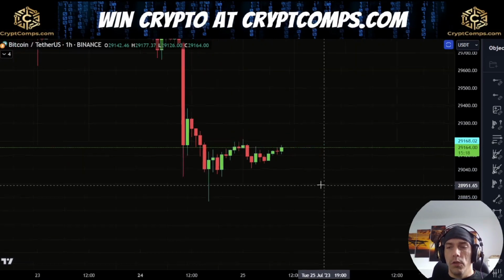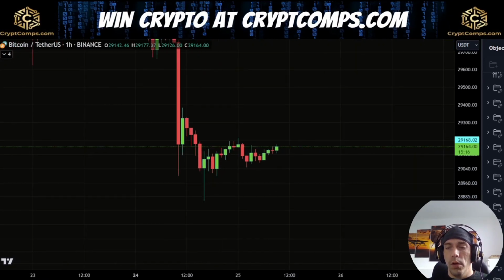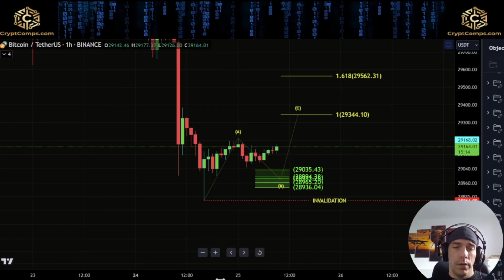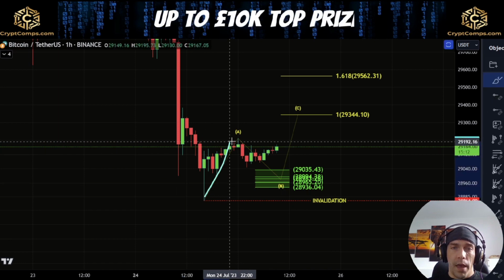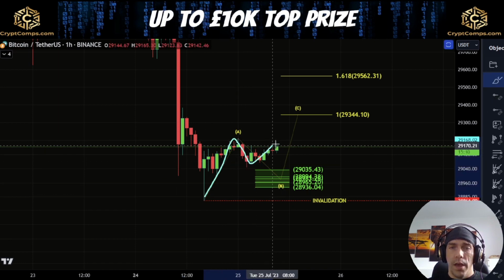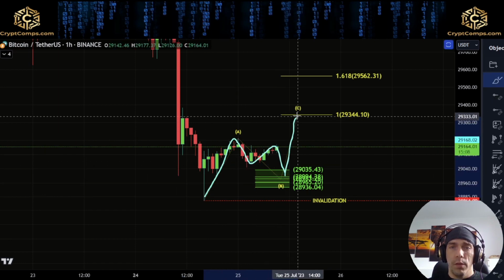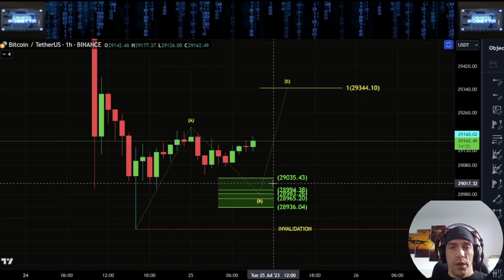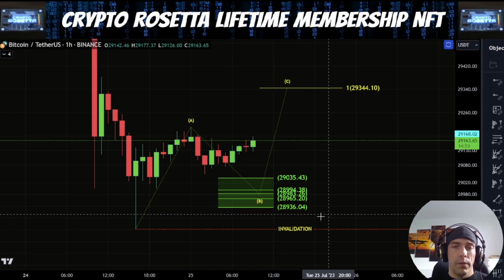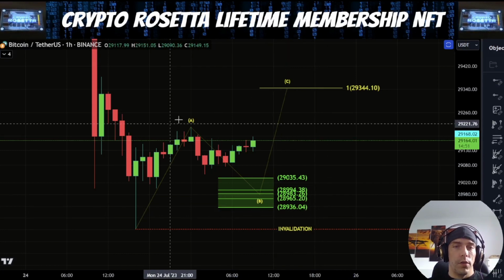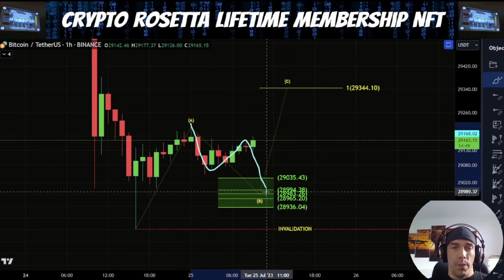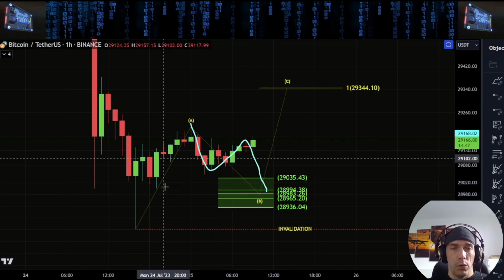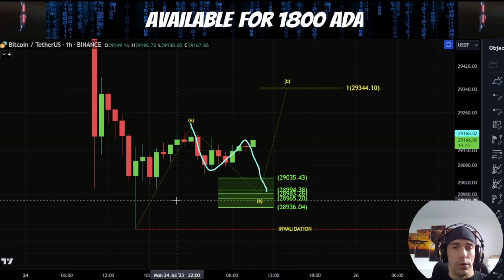Now, looking at the internal move that we have over here, what I would be looking for is effectively this structure could just be A to the upside. This could be A, B, and we're looking for a C wave, and then we look to see a 3-wave move up here. Now, our support zone is going to be here between this 29,035 to this 28,936. If we just see a 3-wave move back down here, we'll be keeping an eye on this golden pocket, looking to potentially swing fail this low here.